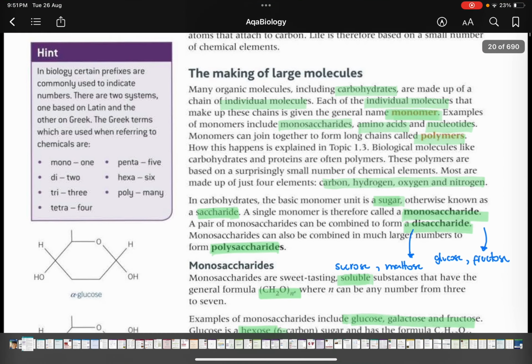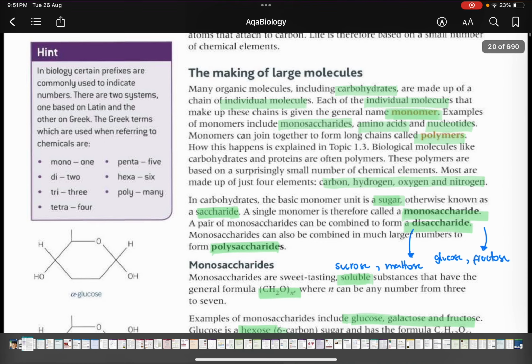So many organic molecules, including carbohydrates, are made of a chain of individual molecules, and each individual molecule is given the general name monomer. Examples of monomers include monosaccharides, amino acids, and nucleotides. And while we're on that note, the polymers of these monomers are going to be polysaccharides, polypeptides, and polynucleotides respectively. Monomers can join together to form long chains called polymers.